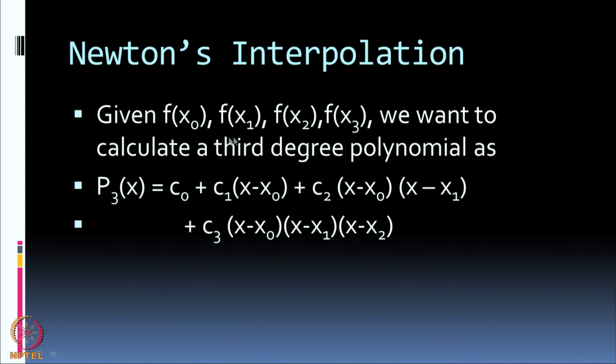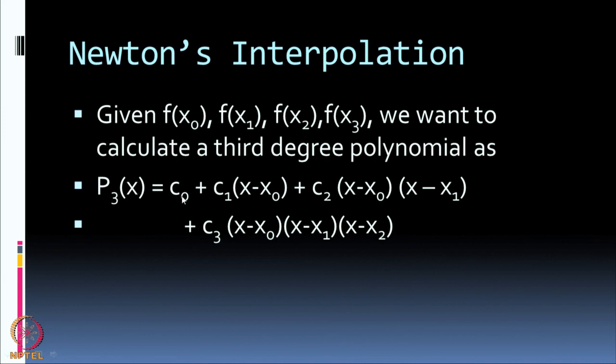Now, I want a polynomial in the range x0 to x3. Whenever you find a function between x0 and x3, it is called interpolation. Whenever you want a value below x0 and beyond x3, it is called extrapolation. We are not too keen on extrapolation, because extrapolation has far too many errors compared to interpolation, and we have no knowledge of the function beyond x3 and no knowledge of the function below x0. So, we will not worry about extrapolation, it is just interpolation. The polynomial, Newton's polynomial, is given by P3(x) is equal to c0.